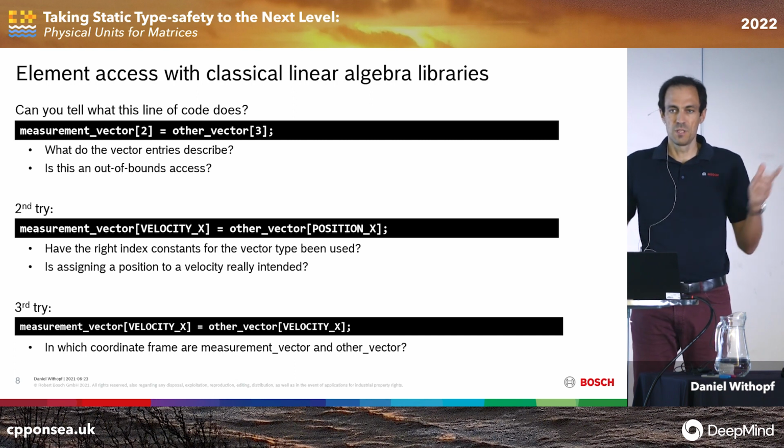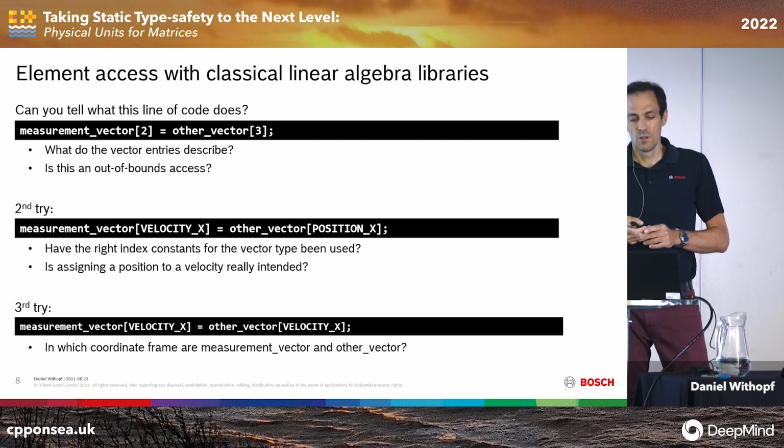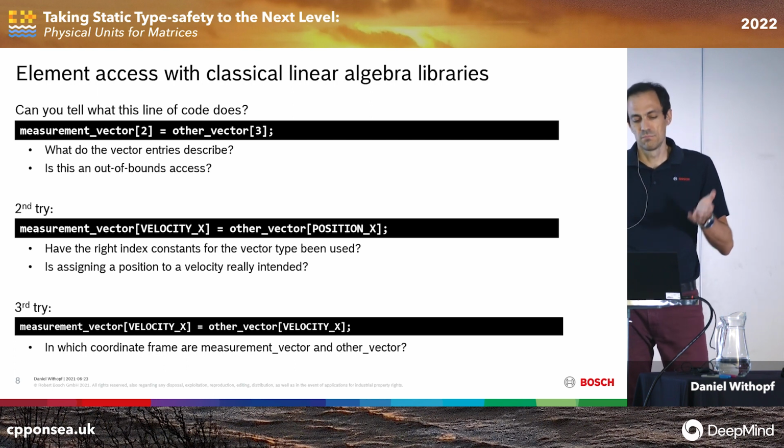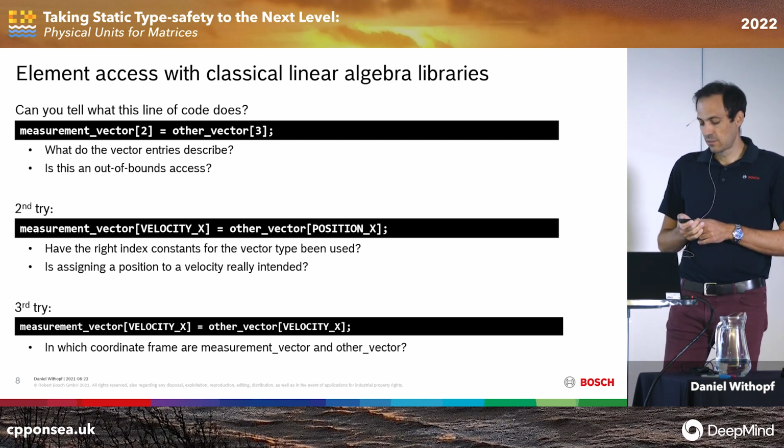Because if they are from completely different coordinate frames that have a different origin, then again, this is most likely an incorrect operation. Of course, if they overlap and have the same orientation, then this would be okay. But in most other cases, this is problematic.